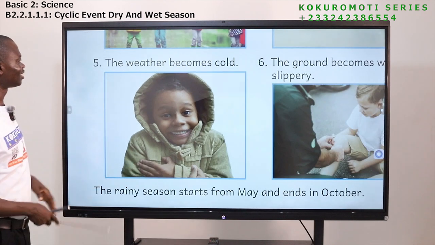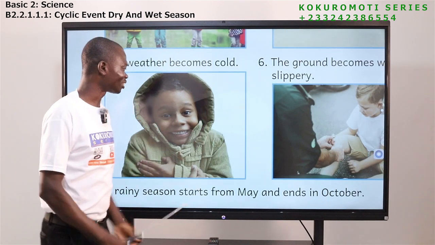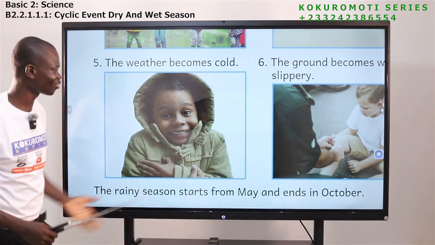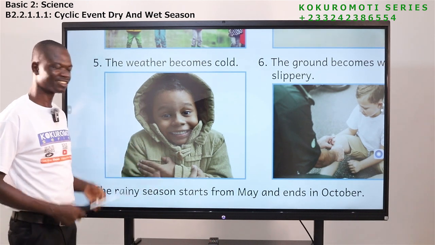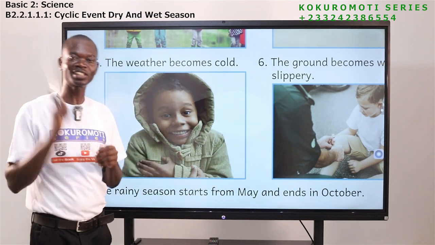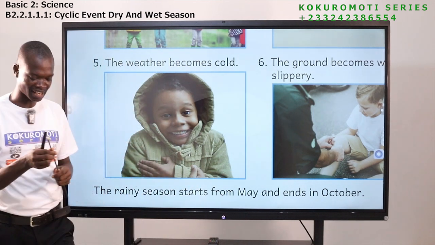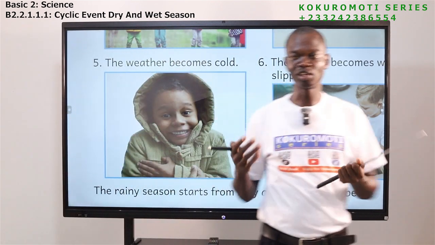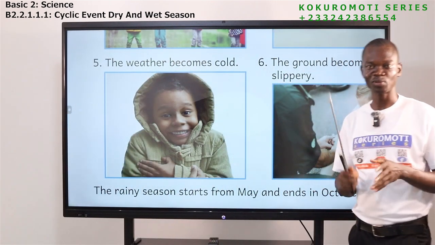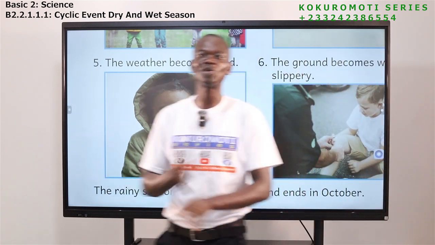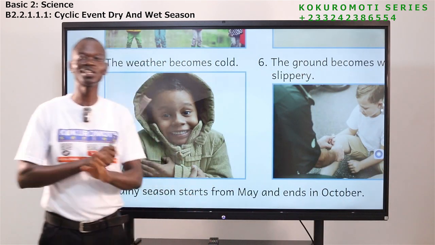Okay, so the weather becomes cold. So she's feeling cold. During rainy season, the weather becomes so cold. That is where some of you always give excuses. "My head, I can't go to school because I am feeling cold." You don't even want to bath. The boys too, they don't bath during rainy season. They will never bath.